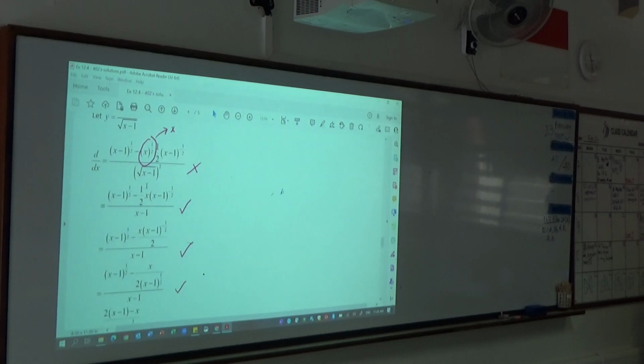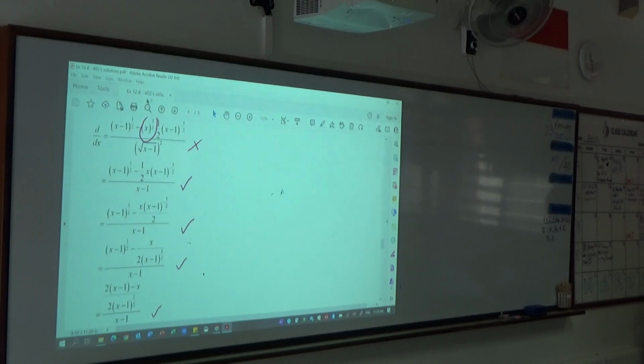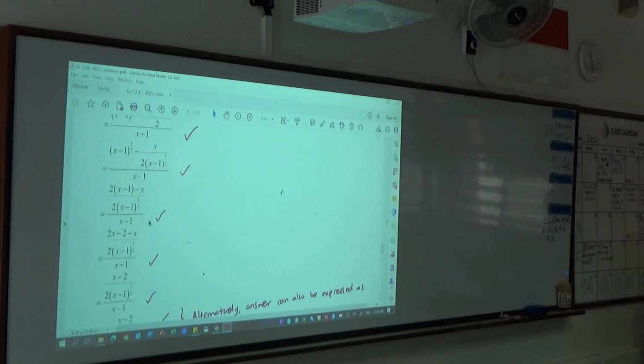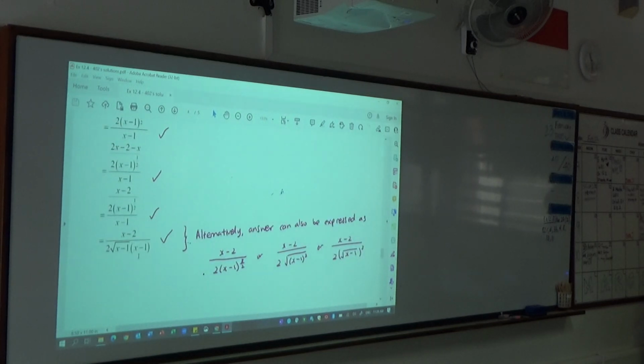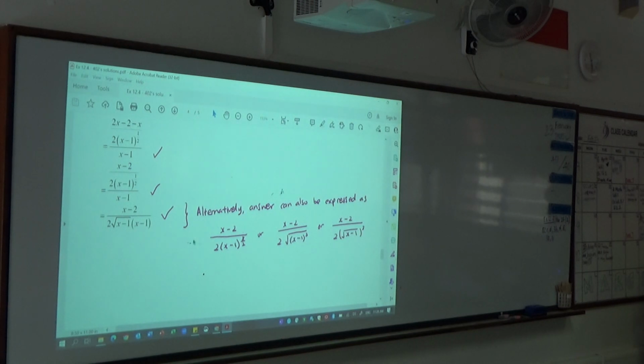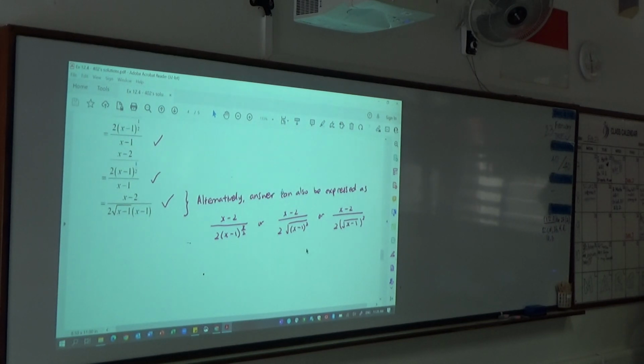I believe he made the error accidentally when writing on the whiteboard. Eventually the answer will be x minus 2 over 2 square root x minus 1 times x minus 1. It's completely possible for your answer to be expressed in this manner as well. So either one of these four options would be accepted, unless the question says otherwise.